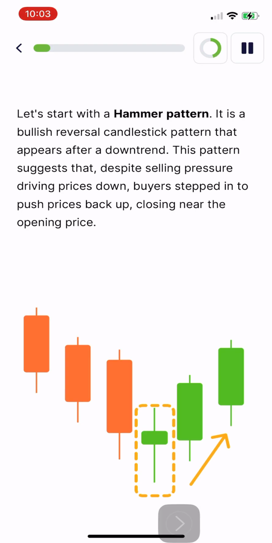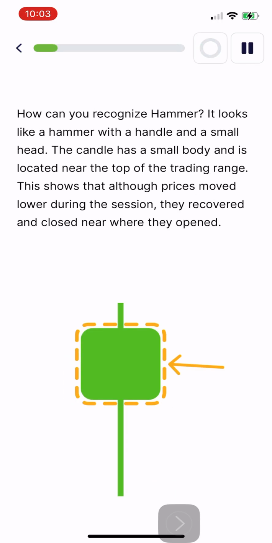This pattern suggests that, despite selling pressure driving prices down, buyers stepped in to push prices back up, closing near the opening price. How can you recognize a hammer? It looks like a hammer with a handle and a small head. The candle has a small body and is located near the top of the trading range. This shows that although prices moved lower during the session, they recovered and closed near where they opened.